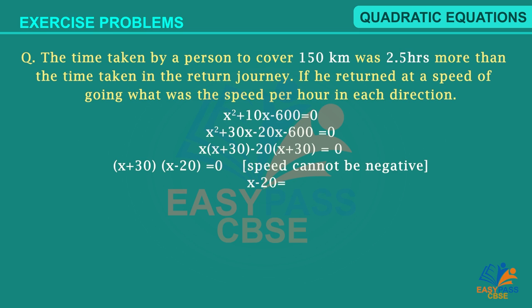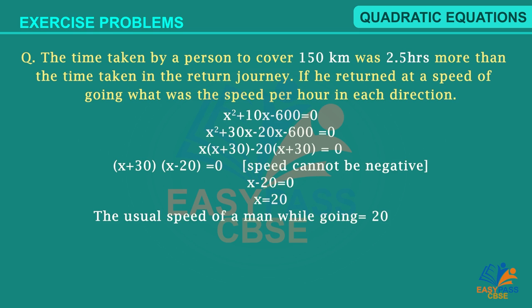Minus 30 cannot be the answer. Therefore, x is equal to 20. Therefore, the usual speed of the man while going is 20 kilometers per hour.